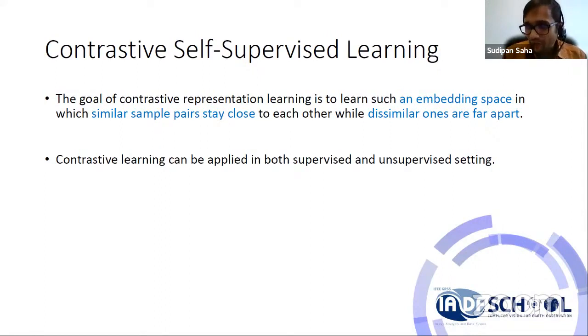It has outperformed the GAN, generative adversarial network, or deep clustering. All these other approaches are now beaten by contrastive self-supervised learning. What is the idea of contrastive self-supervised learning? What is the goal? The goal of contrastive representation learning is to learn an embedding space in which similar pairs stay close to each other while dissimilar ones are far apart. And this contrastive learning can be applied in both the supervised and the unsupervised setting. So it's not limited only to the unsupervised setting. It can also be applied to the supervised setting if you want, but we will talk more about the unsupervised setting today.